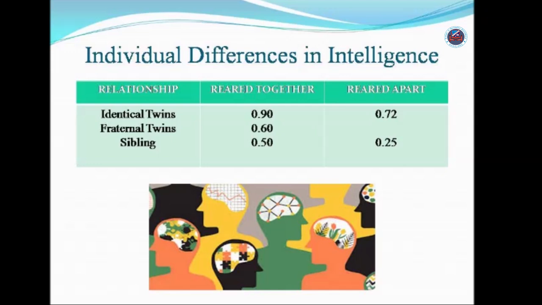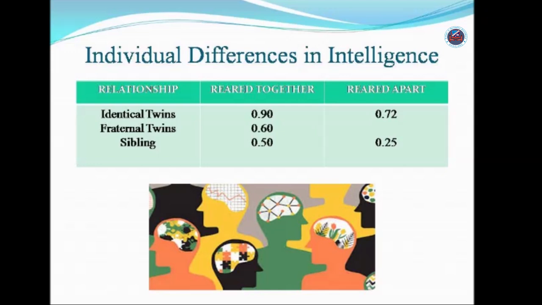Whereas fraternal twins, if they are reared together, their level of intelligence correlates around 0.60. On the other hand, siblings born and brought up by the same biological parents and kept together have a level of intelligence that correlates around 0.50. But due to some circumstances, even if siblings are reared apart due to different social problems or problems at home, their level of intelligence correlates only around 0.25.